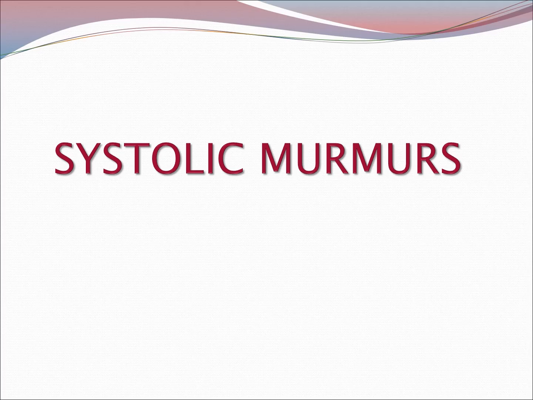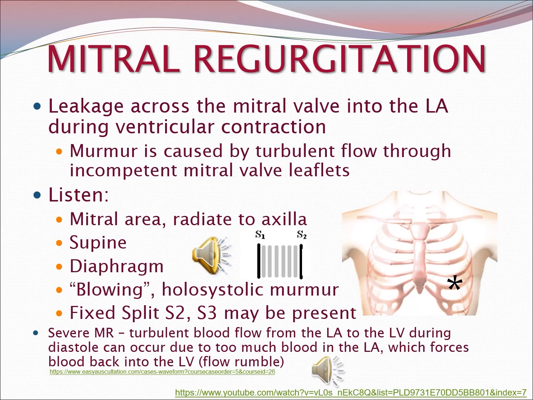Mitral regurgitation is a common systolic murmur. It is due to leakage across the mitral valve into the left atrium during ventricular contraction. The murmur is caused by turbulent flow through incompetent mitral valve leaflets. The murmur is usually best heard at the apex with radiation into the axilla.